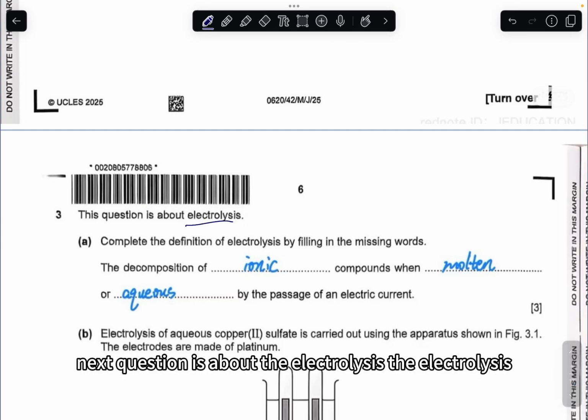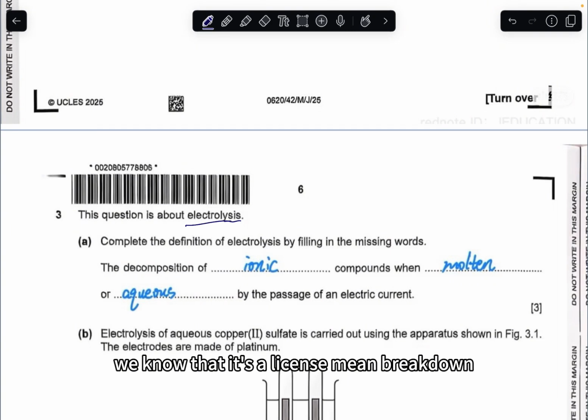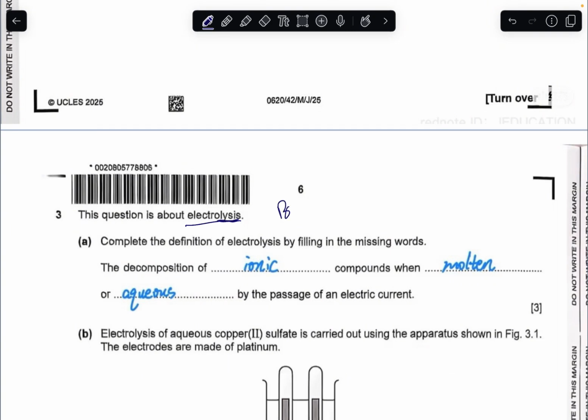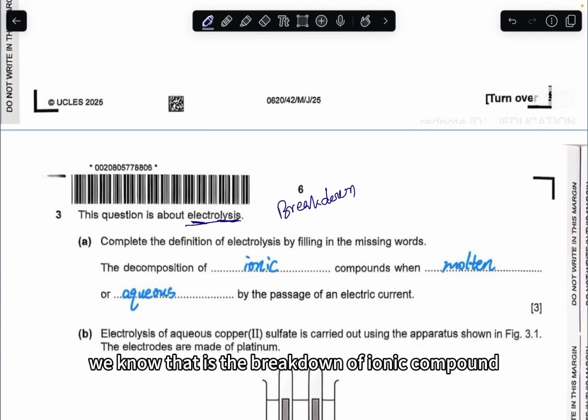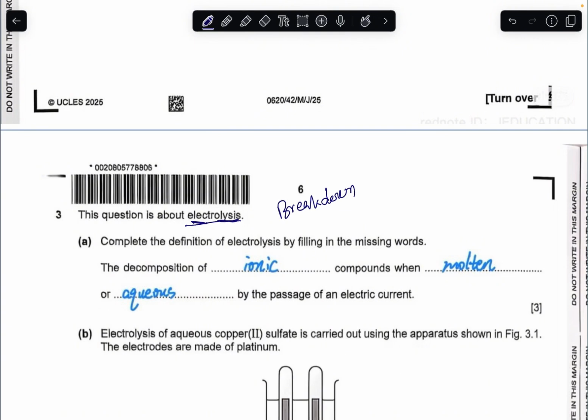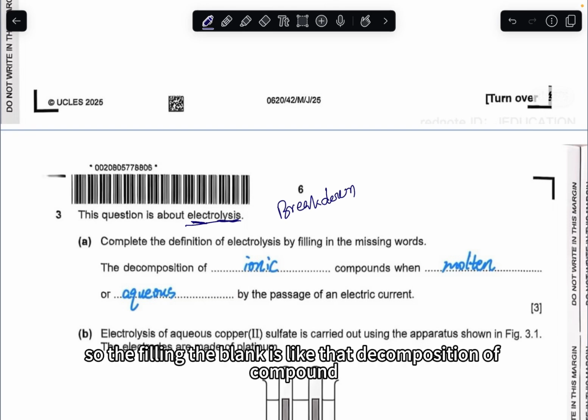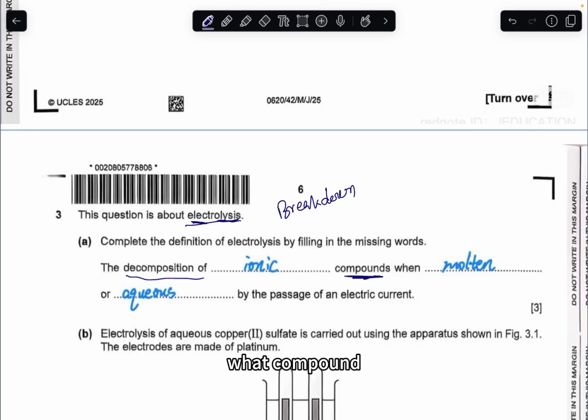Next question is about electrolysis. We know that lysis means breakdown, and electro means using electricity. So the definition of electrolysis is the breakdown of an ionic compound by using electricity. So filling in the blank, it is the decomposition of a compound. What compound? Ionic compound.